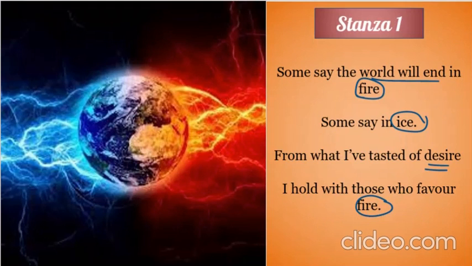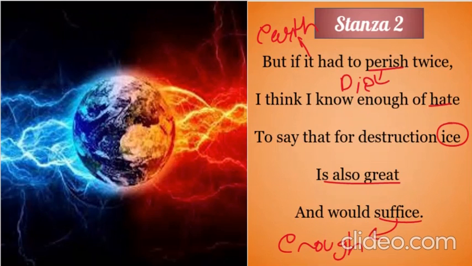See, fire: A. Fire, ice, is it matching? It's not matching, correct? So what will we put? B. Next, from what I've tasted, desire. So fire, desire, matching: A. Then I hold with those who favor fire. So again A here. So we made the first triplet ABA. Now this is the second triplet, first one A. Now we will move towards the next one. So if it had to perish twice, ice, it's matching. So it will be B.